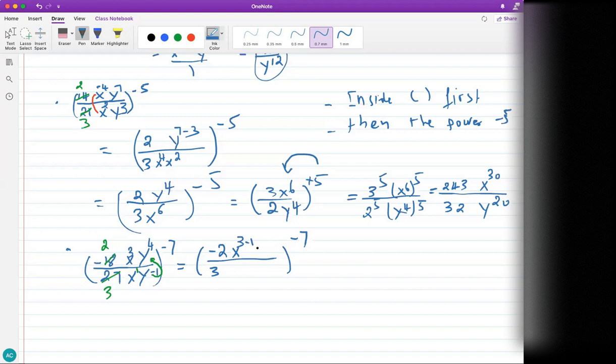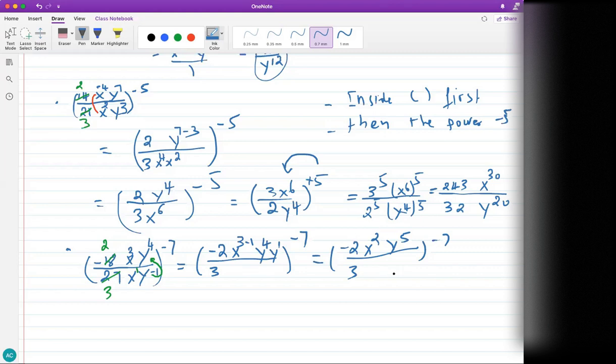And of course, here y4 and y1. This turns into negative 2/3 x2. And of course, y4 times y1 will be y5. Okay, as you can see, we're done inside.